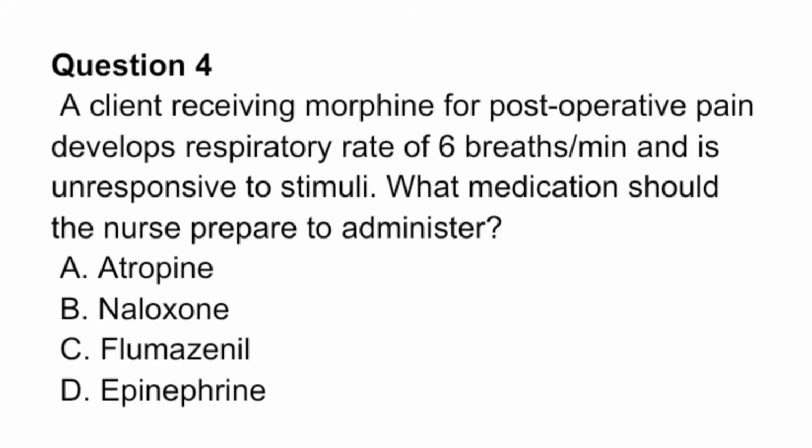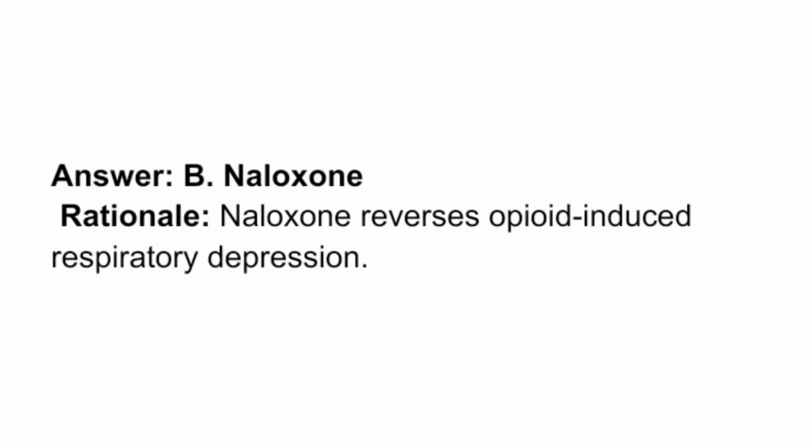Question 4. A client receiving morphine for postoperative pain develops a respiratory rate of 6 breaths/min and is unresponsive to stimuli. What medication should the nurse prepare to administer? A. Atropine. B. Naloxone. C. Flumazenol. D. Epinephrine. Answer: B. Naloxone. Rationale: naloxone reverses opioid-induced respiratory depression.